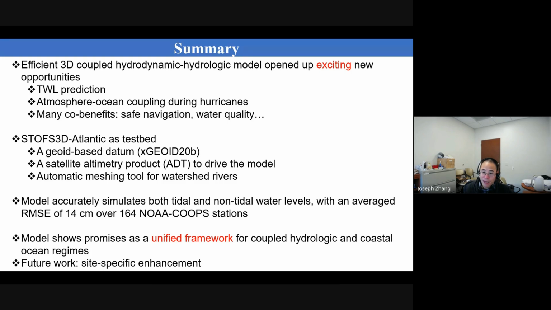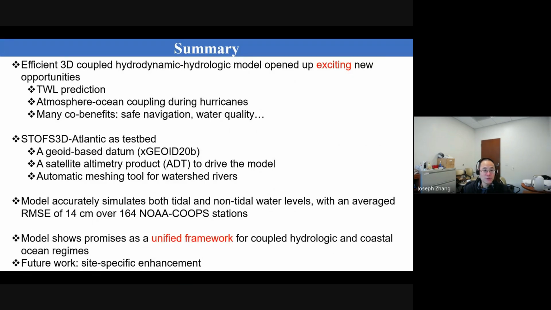So right now the model can accurately simulate both tidal and non-tidal water levels, and the average total water level error is about 14 centimeters across all the CO-OPS stations. We continue to improve that, and the model really shows promise as a unified framework for coupled hydrologic and coastal ocean regimes.